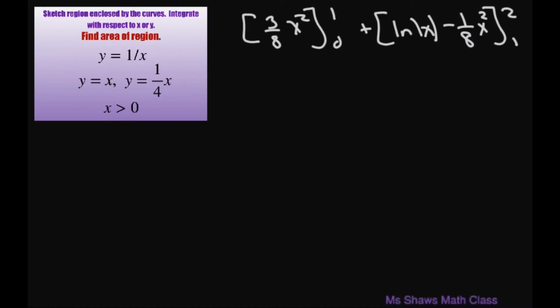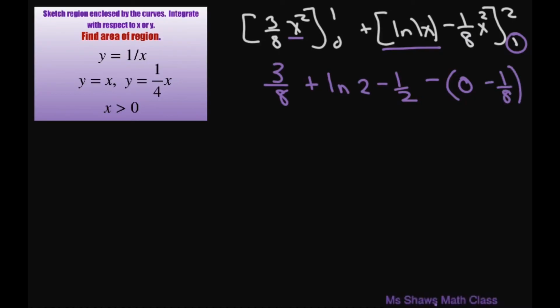All right, so for this piece, you're just going to get 3/8 and then minus 0, so we don't have to worry about that. For this piece, we're going to get plus ln of 2 minus 1/2, and then we're going to have minus, you substitute in 1, ln of 1 is just 0, and then we're going to have minus 1/8. All right, let's see what all this is. This is all going to equal, we have 3/8 minus 1/2 plus 1/8.